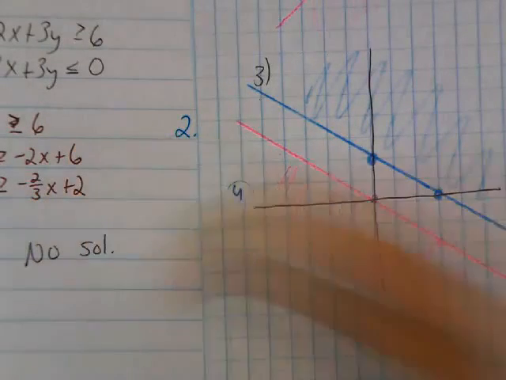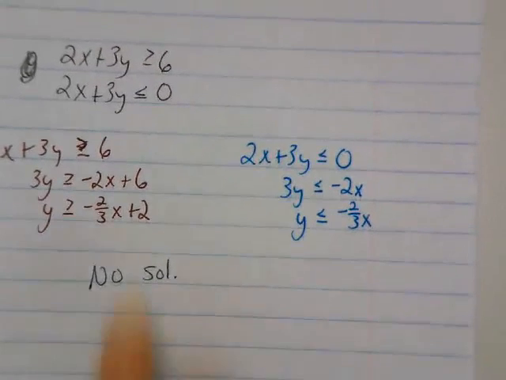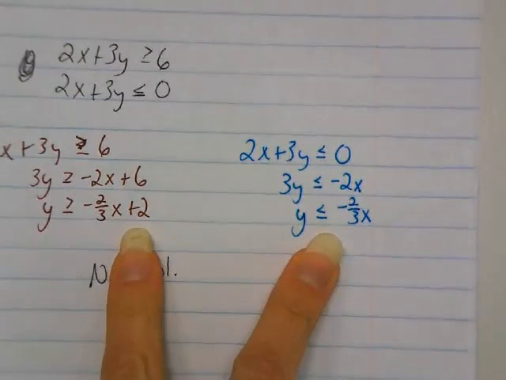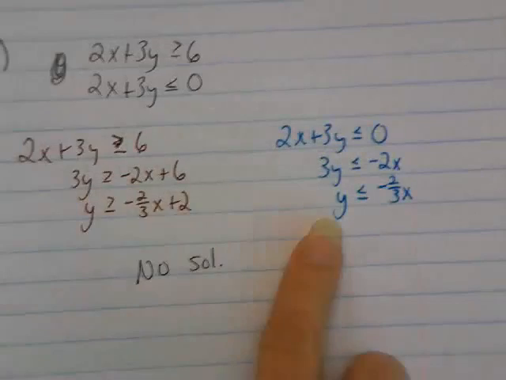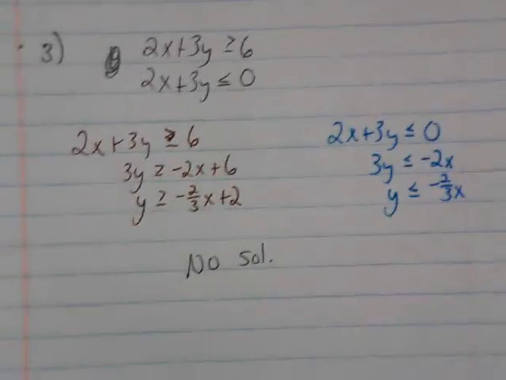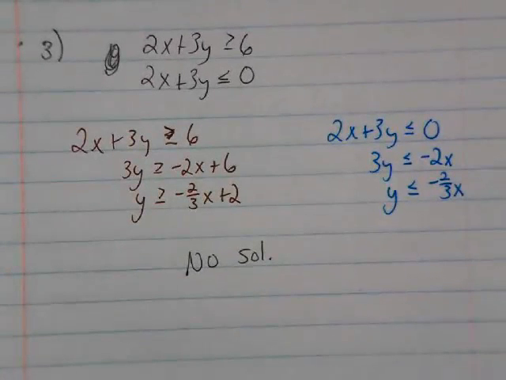Now, could I have figured that out before I graphed it? Actually, you probably should have been able to figure it out when you get to here. Because you know that they're parallel lines. You know this one is shaded above, this one is shaded below, so they would have no overlap. But there's nothing wrong if you have to shade it for you to be able to figure that out.